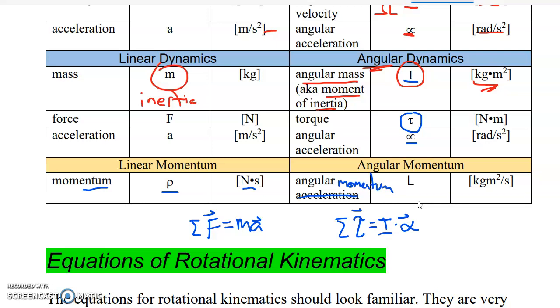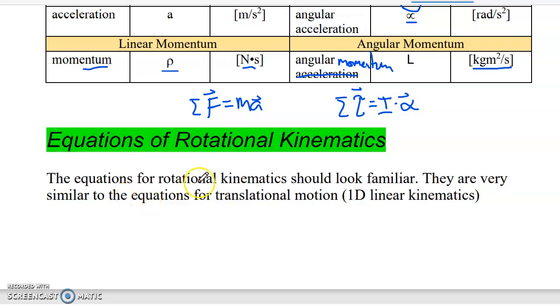And we use an L, and again, it has units of kilogram meters squared per second. So it's not exactly a unit that flows off the tongue, but nonetheless, this is our unit for angular momentum.